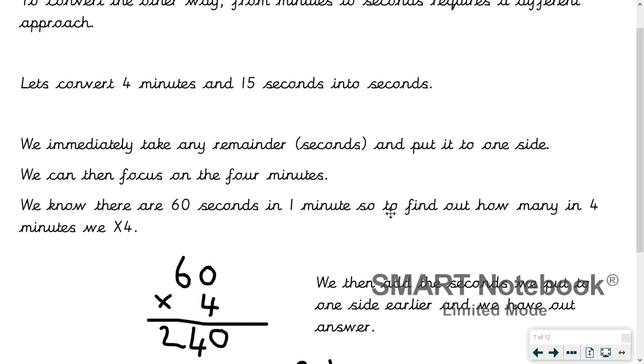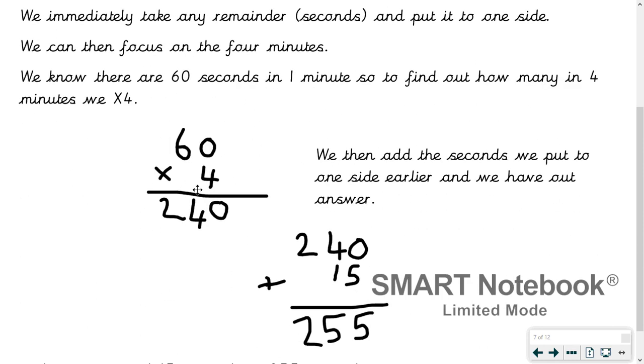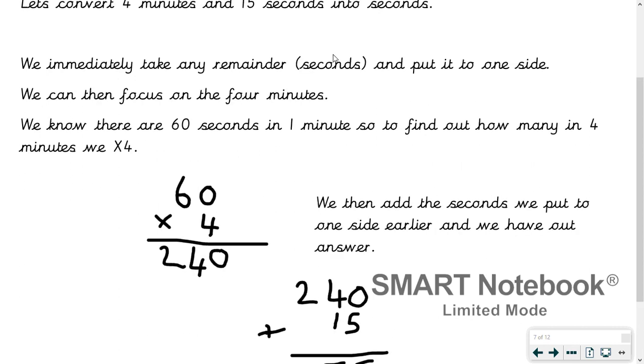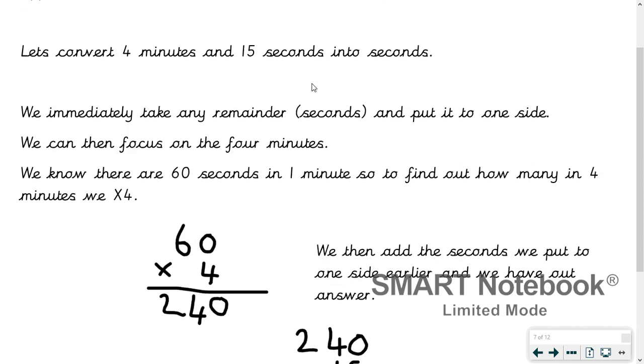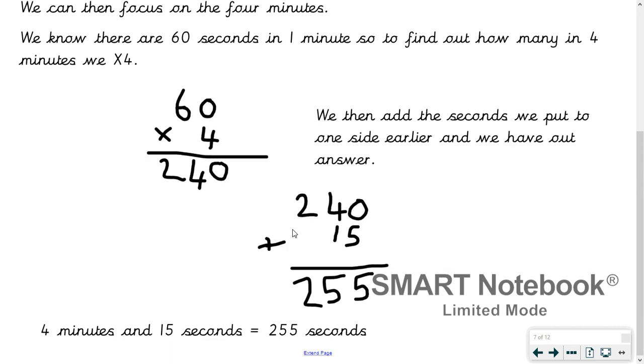Now we know that there are 60 seconds in 1 minute, and I've got 4 lots of 60 seconds. So let's do 4 times 60, which is 240. So 4 minutes is 240 seconds. And we now need to remember that bit we put to the side. We had our 15 seconds we just had and put to one side. So we now add that to the 240. Add all our seconds together is 255. So 4 minutes and 15 seconds is 255 seconds.